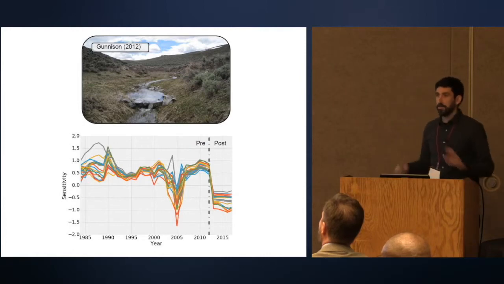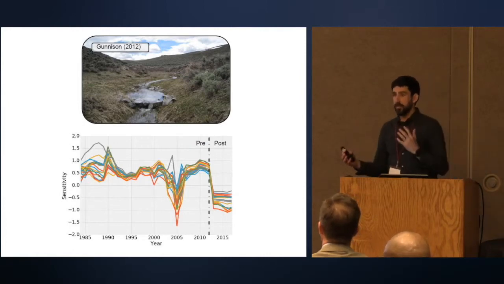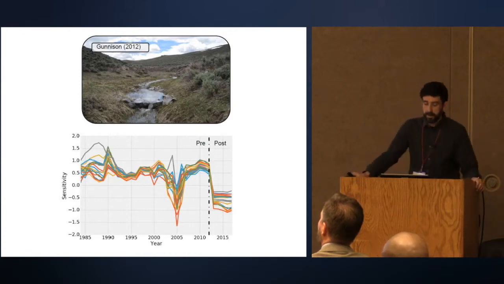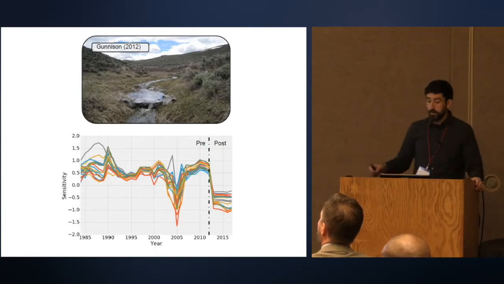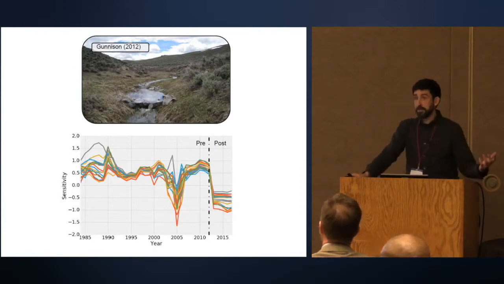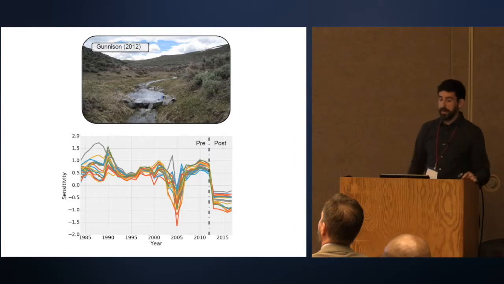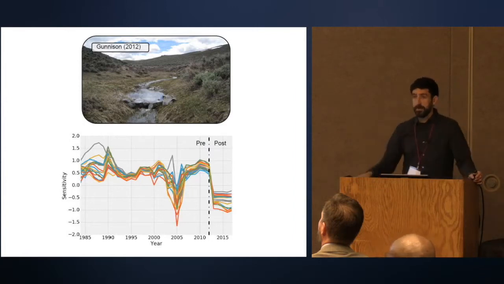So there's lots of lines because in Gunnison there were lots of different stream reaches. So these are all of the stream reaches in which some sort of restoration or rehabilitation was implemented. And you can see if I draw that line right at 2012, something really interesting happened. That sensitivity dropped. So we're picking that up. Also, something really interesting not related to the restoration is that drop around 2005.